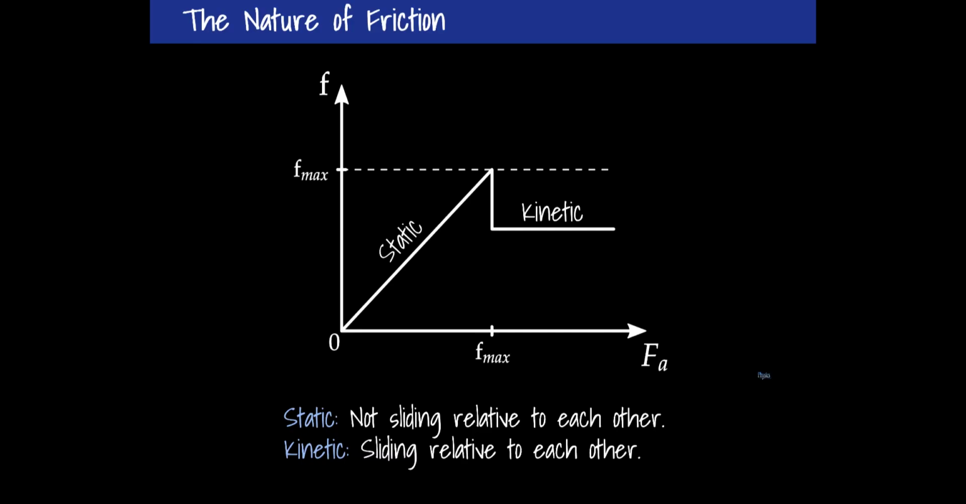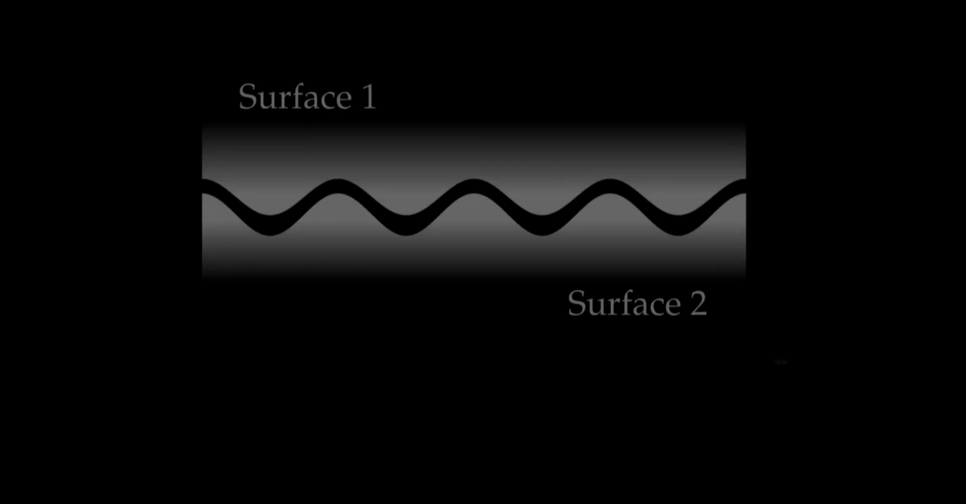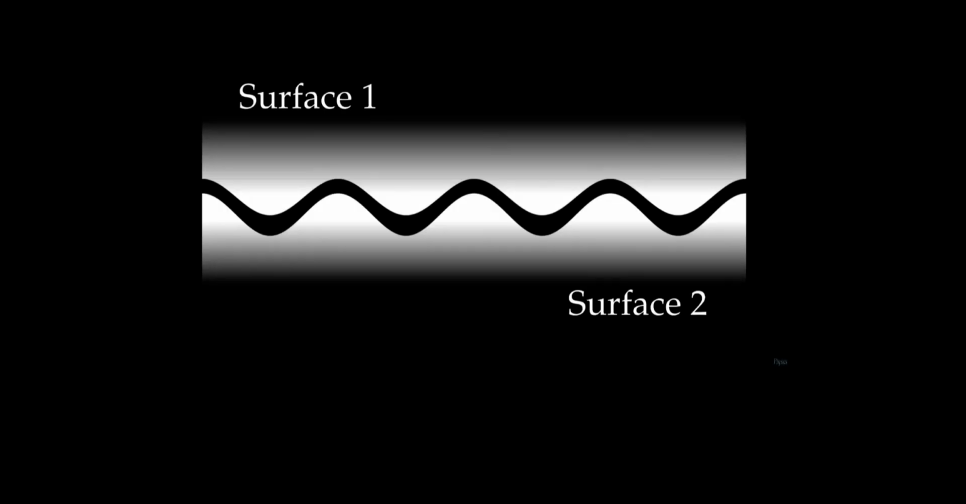The word static generally means not moving, and the word kinetic means moving. So fancy words, but rather easy to tell them apart. Friction has a dual nature. There are two kinds of friction, static and kinetic. To explain why, I want you to consider these rough surfaces here. You can see the texture of the surfaces quite clearly.